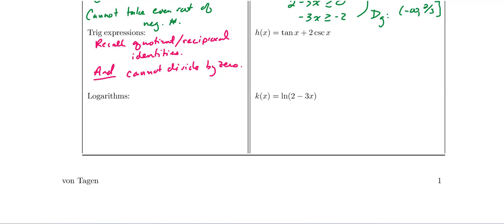So the issue here with a function like h of x is we probably ought to rewrite it in terms of sine and cosine. I could rewrite this as the sine of x divided by the cosine of x plus 2 times 1 over the sine of x. And what we see here, this is what I mean by using the quotient and reciprocal identities. I use the quotient identity on tangent of x. I use the reciprocal identity on cosecant of x.